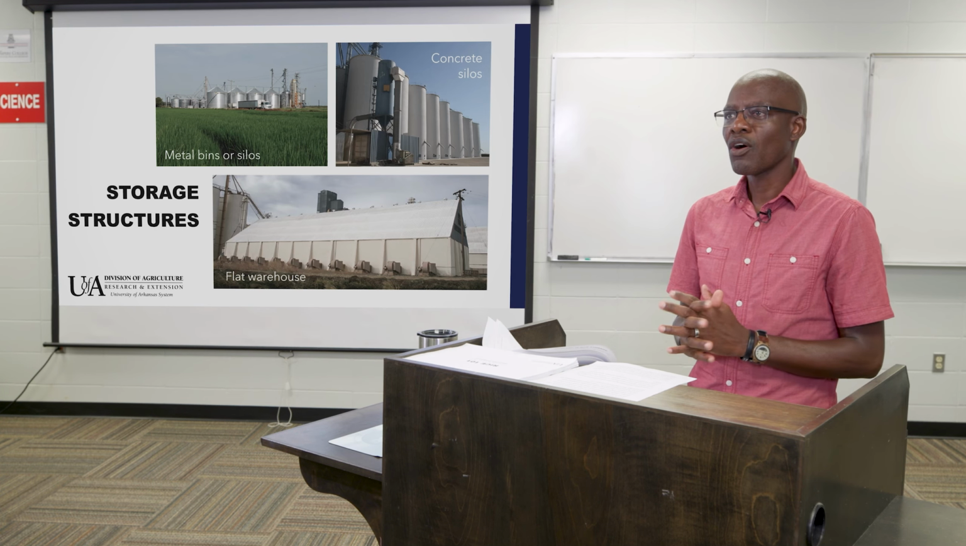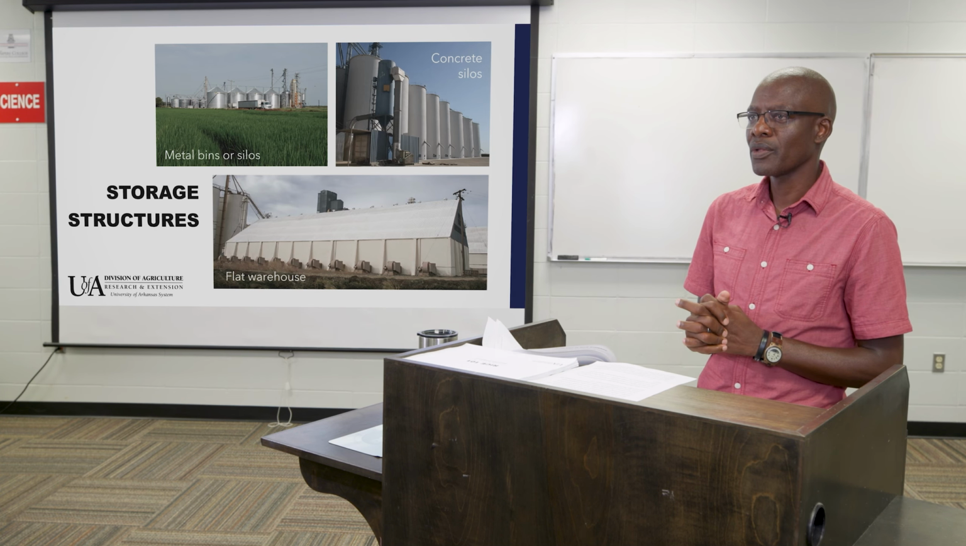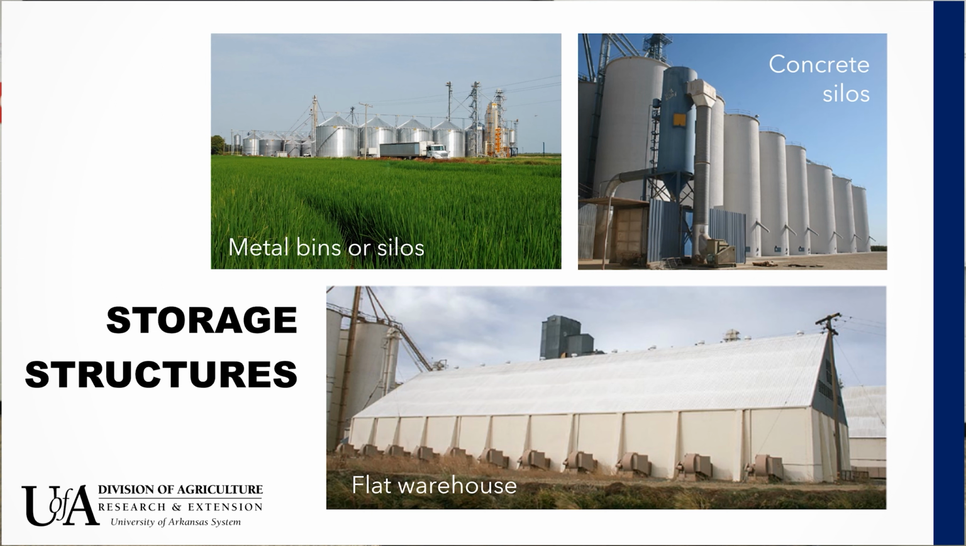Let's look at some of the storage structures. Within the US, primarily rice off the field is stored in silos, or sometimes called bins. And what you see there on your left is a metal bin, and they vary in sizes, ranging from 20 bushel bin, 50 bushel bin, and on above.